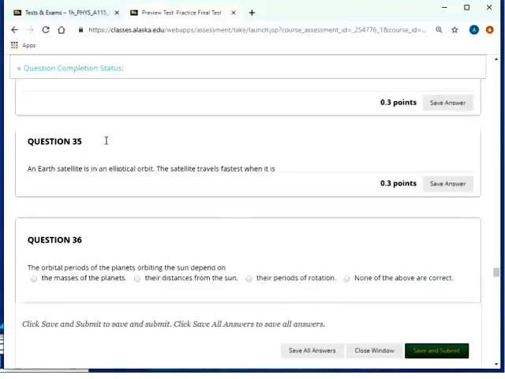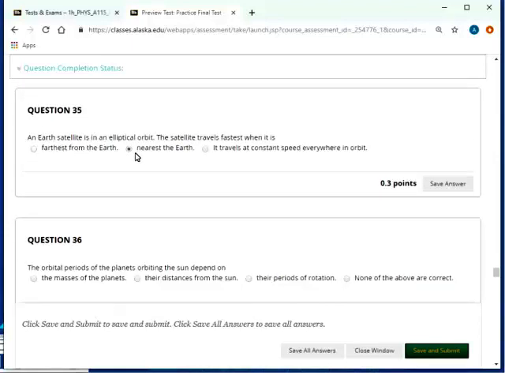Earth satellite in elliptical orbit. The satellite travels fastest when it is nearest the Earth. So picture that elliptical orbit around Earth, with the Earth being closer to one side of the ellipse. Well, when the satellite gets closer, it's attracted towards the Earth, so it speeds up.